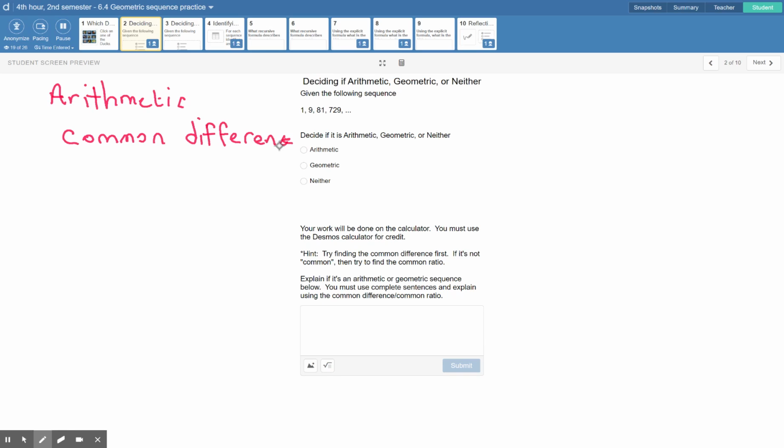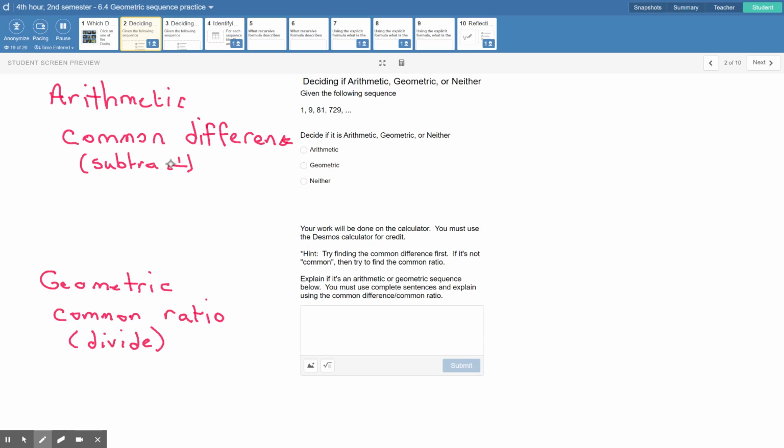Now remember, difference happens when we subtract. Now for it to be geometric, you would have to have a common ratio. Now remember, ratio is dividing, so these are the only two operations that you're going to be doing. Now what I recommend you do always is start with subtracting, and if it's not common, stop and try to divide.